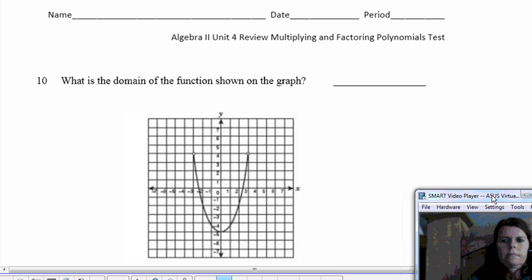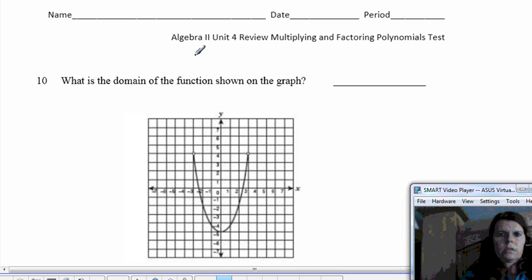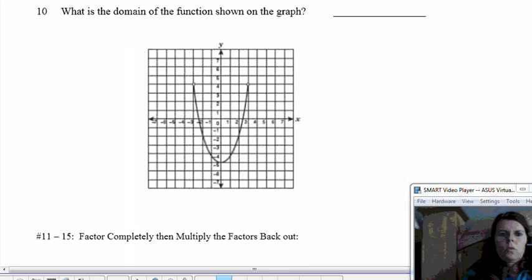Okay, so this is the second part of the review for the test this Friday. Alright, so what is the domain of the function? This is number 10. What is the domain of the function shown on the graph? So domain is your x. So what is my smallest x to my largest x? And so we're looking side to side.